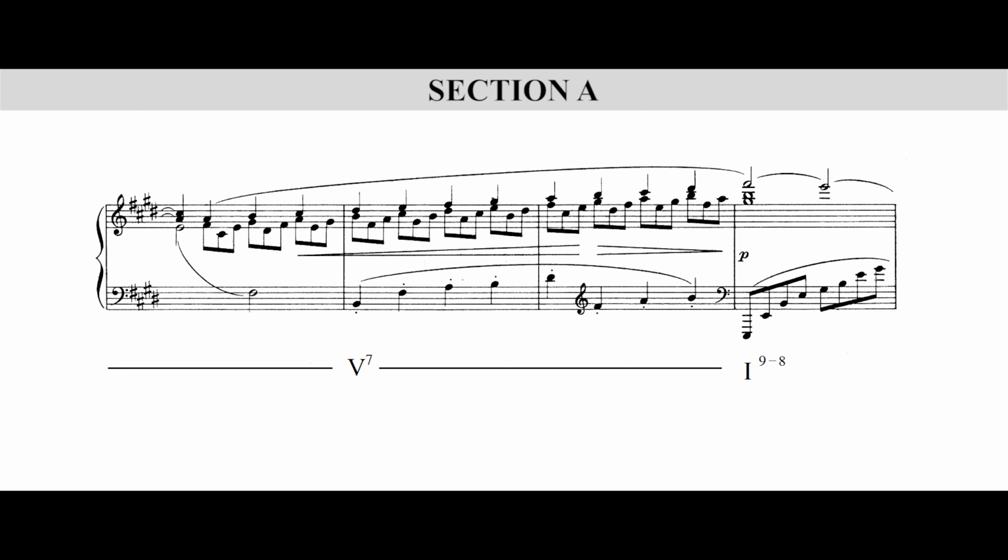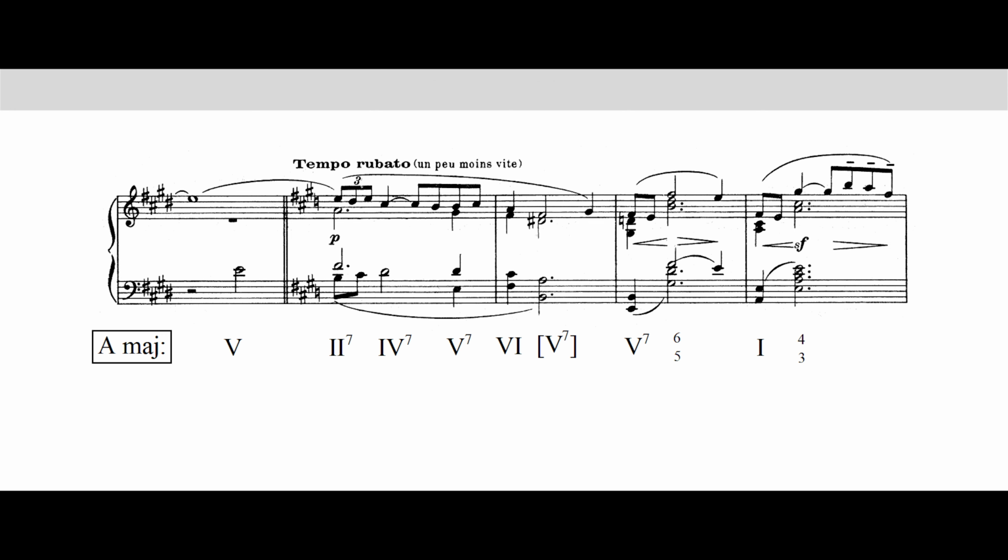It resolves on the tonic with a beautiful 9/8 suspension. F sharp moves to E. This is the second highest note in the composition. With that, the first section closes. The note E is used for a common tone modulation to A major.